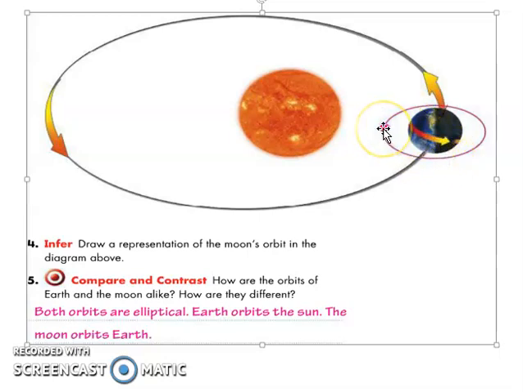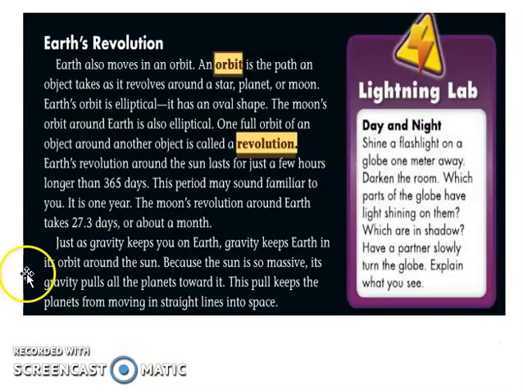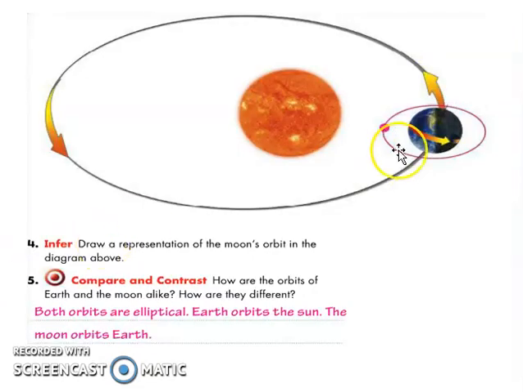Same also with the moon. The moon is also orbiting or revolving around the Earth. One full orbit of the moon around the Earth is 1 month. We call it one cycle of the moon, or 27.3 days. If Earth finishes the orbiting in 365 days, the moon finishes it in 27.3 days or 1 month.